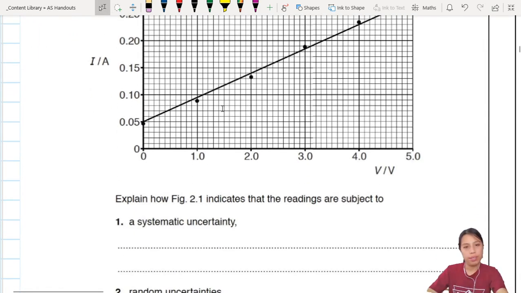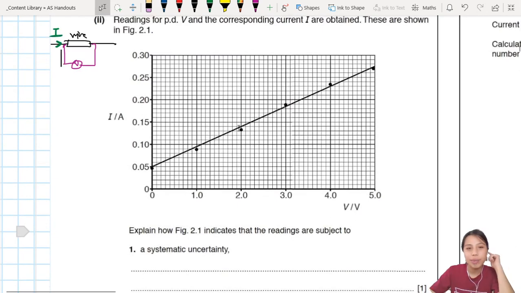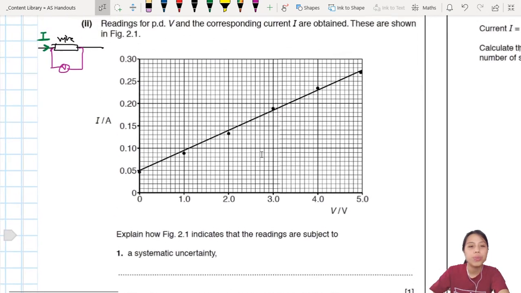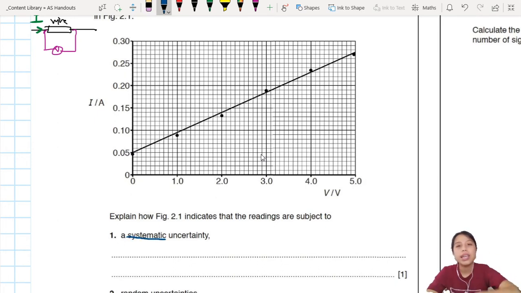Explain how. Oh, this is chapter 2 stuff here. Uncertainty and systematic stuff. Okay, sure, let's do this too. Explain how the figures show that your reading got systematic uncertainty. How do you know in any graph in paper 2 or in paper 3 if there's a systematic uncertainty? Systematic means all your readings have this error, so all your data is shifted by a certain value. You can see that by this intercept here.